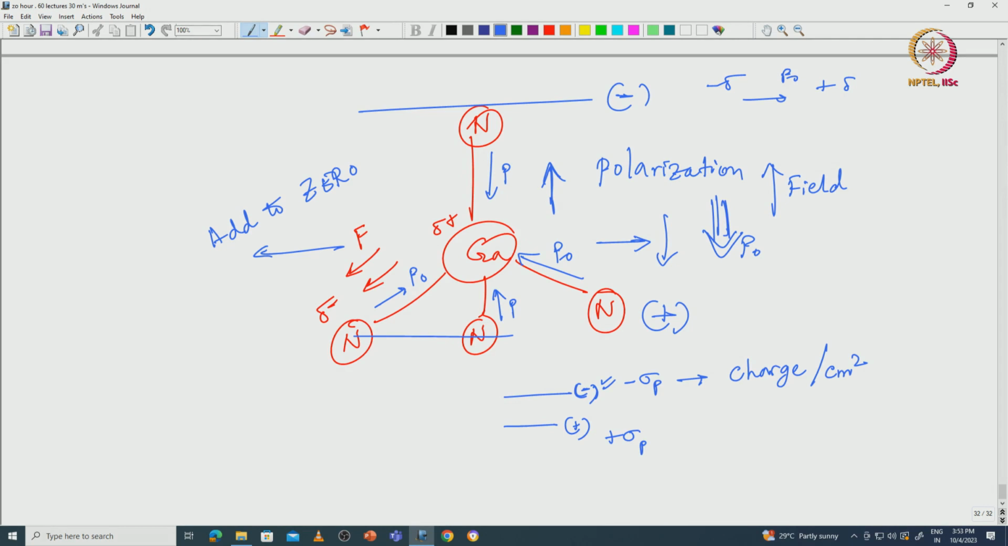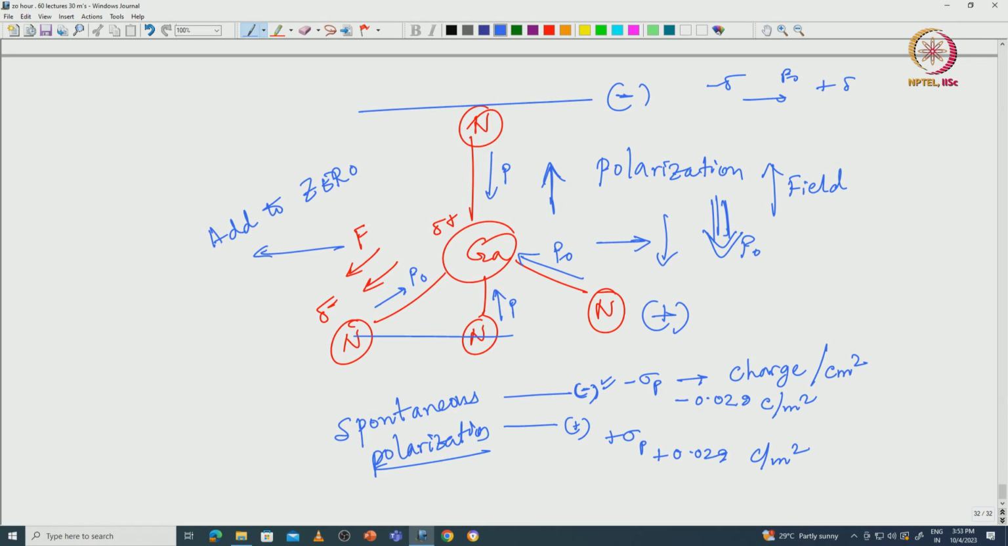So this is called spontaneous polarization, because it exists always in gallium nitride and its alloys. The spontaneous polarization value of gallium nitride is minus 0.029 coulomb per meter square. You can say centimeter square, meter square, it does not matter. And the bottom is plus 0.029 coulomb per meter square. That is the number, that is the charge.